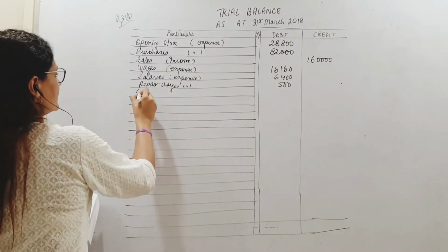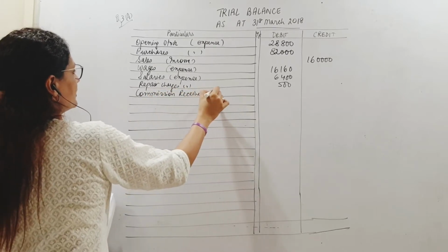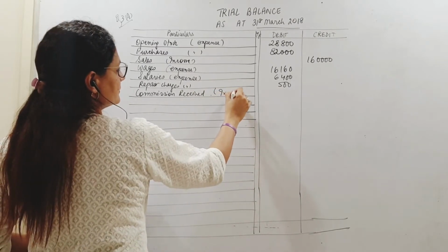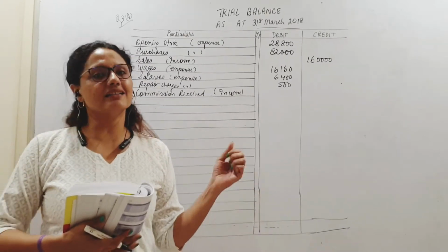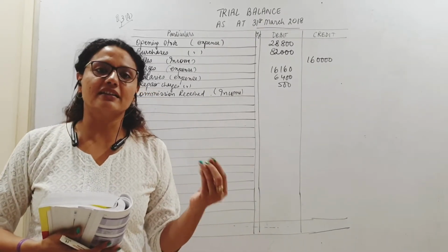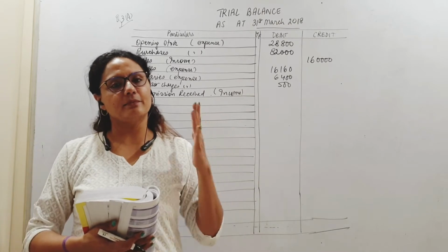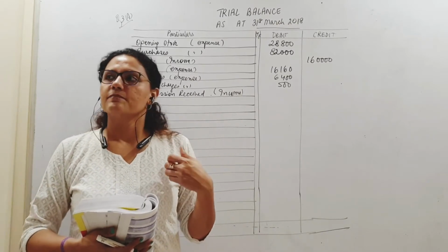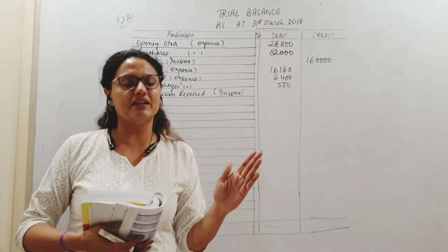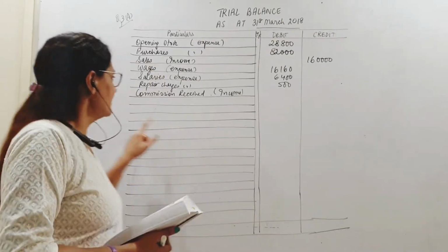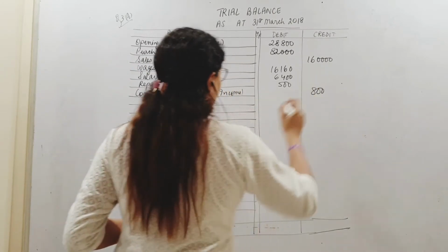Then coming to commission received. Commission can be either paid or received. Received means income. If it had been commission paid, we would have treated it as an expense, and in some sums you will get neither received nor paid. It will be just given as commission, and you will have to assume it is an expense. Usually commission, rent, interest and discount are treated as a debit, meaning an expense, unless it is said that it is received. So commission received 800 on the credit side, income.